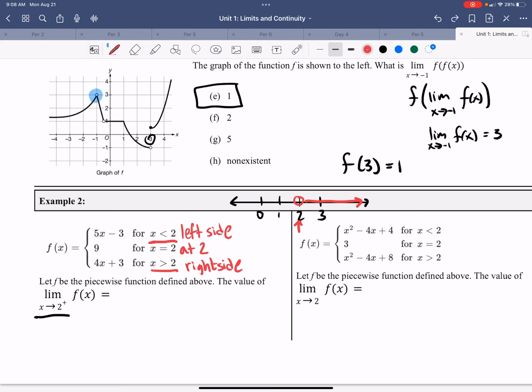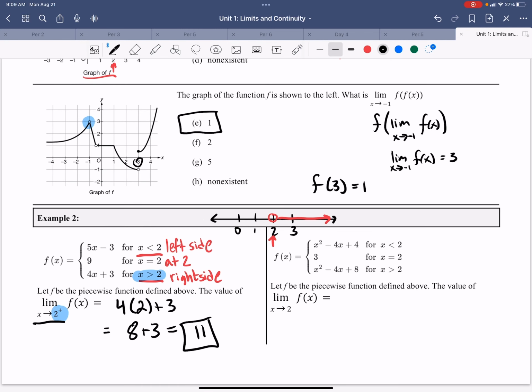And now, because we're doing a right side limit, that's going to be the greater than part. So all we got to do now is plug in 2. And then since it's 4x plus 3, this time we're going to put 4 times 2 is 8, plus 3 equals 11. So that is our right-hand limit. Alright, similarly, the same thing applies here. This is the left, this is at, and this is the right.